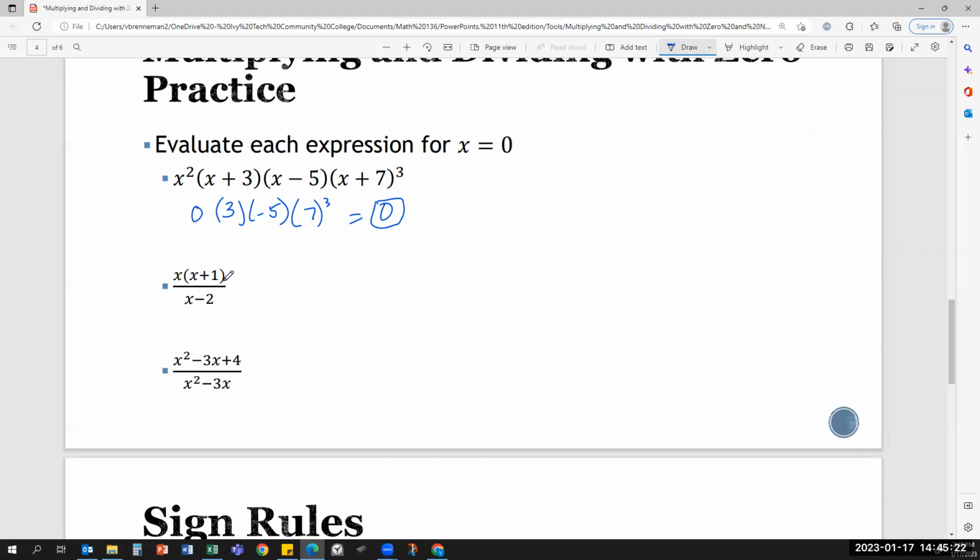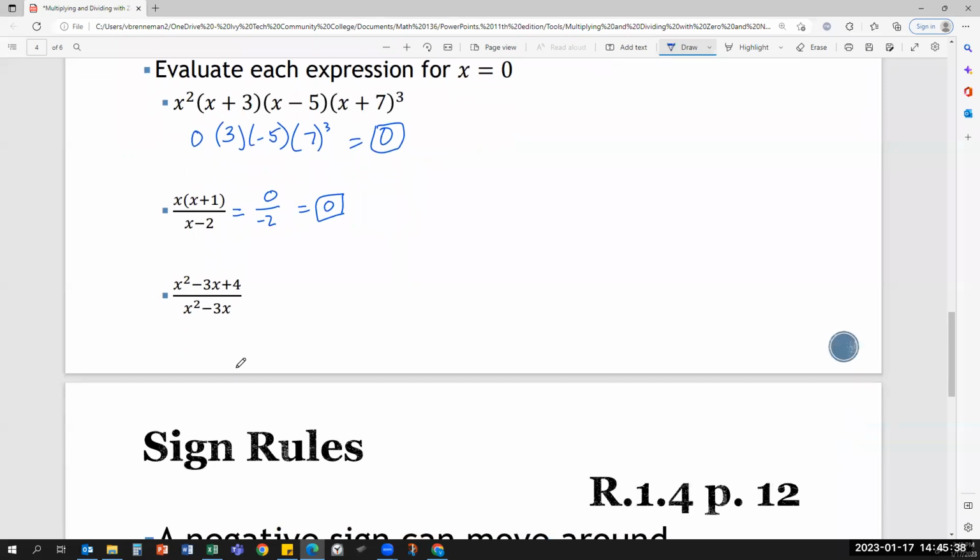Next example, we have x times x plus 1 over x minus 2. So on the top, x is a factor, the whole top is 0. On the bottom, you have x minus 2, plug in 0. It's not 0, so that's all that matters there. The whole result is 0. x squared minus 3x plus 4 over x squared minus 3x. We end up with just 4 on top because the x squared and the minus 3x just go to 0. But the x squared and the minus 3x on the bottom just go to 0 also. And we have now 4 divided by 0, so that one is undefined.